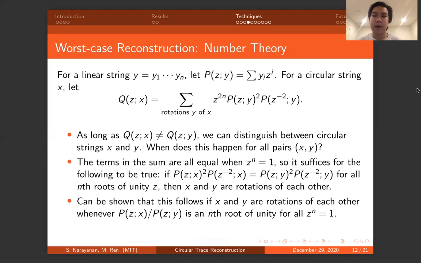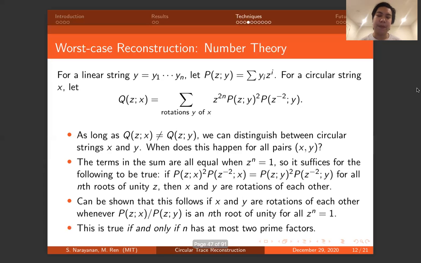And after some computations in the cyclotomic field, we can show that this follows from a simpler condition: whenever the ratio pzx to pzy is an nth root of unity for all roots of unity z, then x and y are rotations of each other. It's easy to see that the converse always holds. If y is a shift of x by k positions, then this ratio will always just be z to the k. But this statement is true if and only if n has at most 2 prime factors.